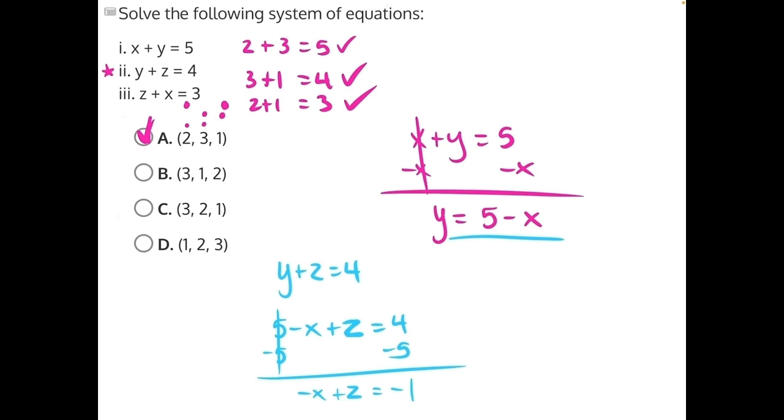And then we will add x to both sides. Again, using opposite operations, these will cancel, leaving us with z is equal to negative 1 plus x, or we could rewrite that just to make it a bit easier as x minus 1. Now we move on to our third equation, and you can see that once I plug in this value for z, we will have nothing but x's in that equation, and so we will be able to solve for the value of x.